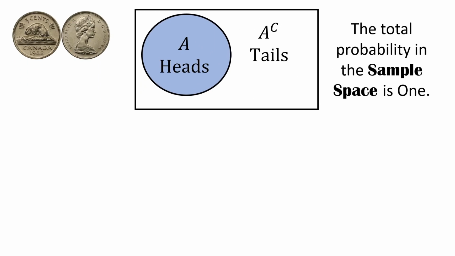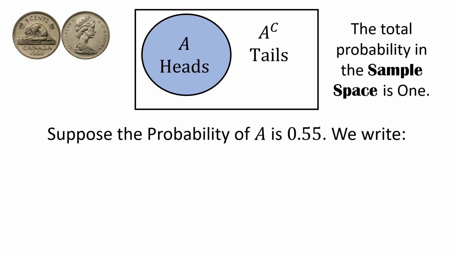Okay, let's look at another example. Here, let's suppose the probability of A, the probability of getting heads, suppose it was 0.55. And so we write this. We say P of A is equal to 0.55, or we could also say 55%. What's the probability of A complement? Just pause the video until you have an answer to this.